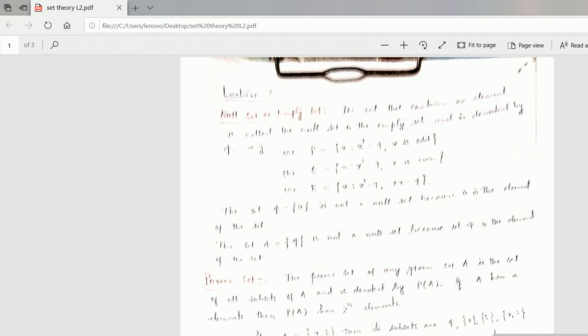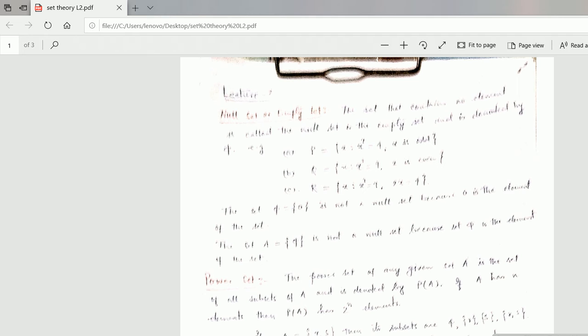Similarly, one more example: R is equal to {x such that x squared is equal to 9 and 2x is equal to 4}, so x is 2. That means there is no such element. So in this way, a null set is defined.